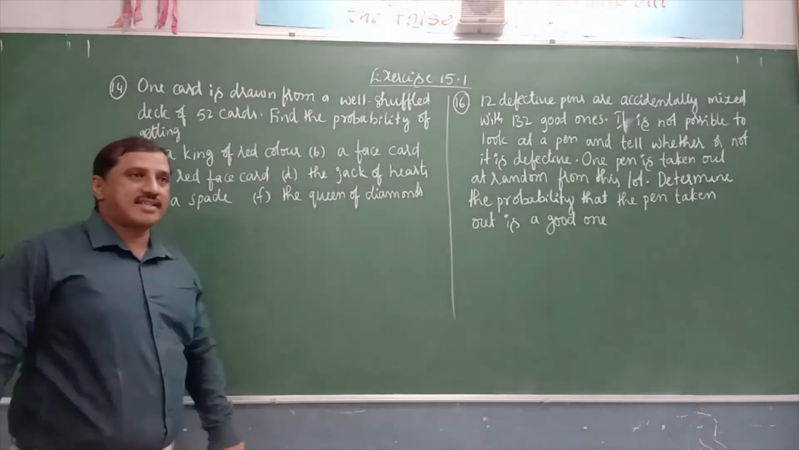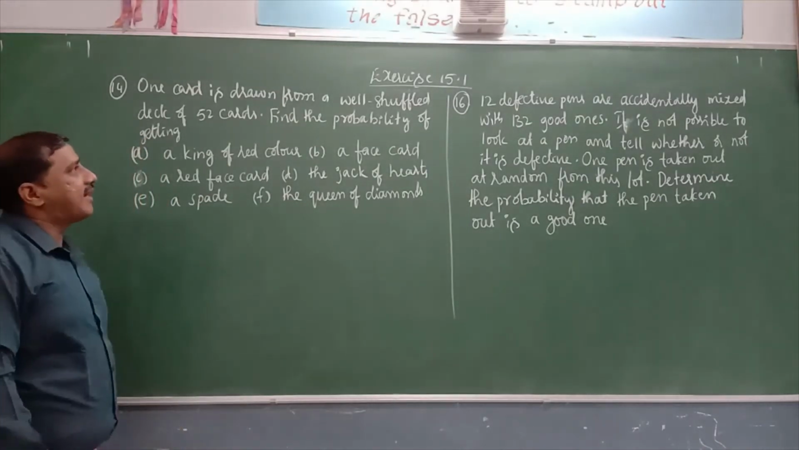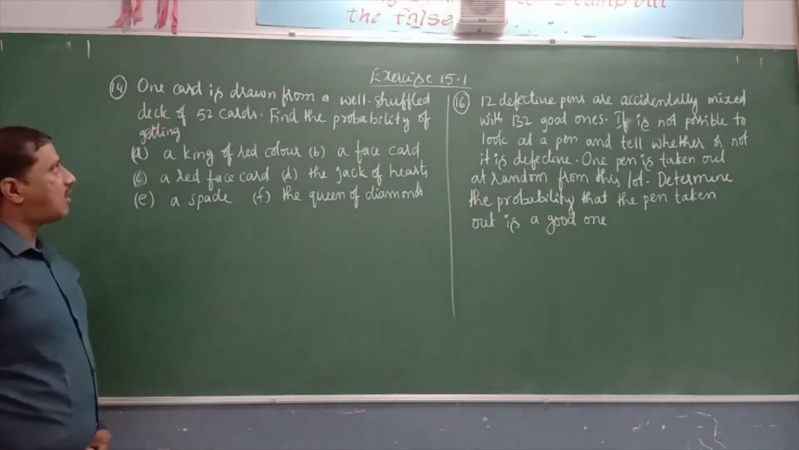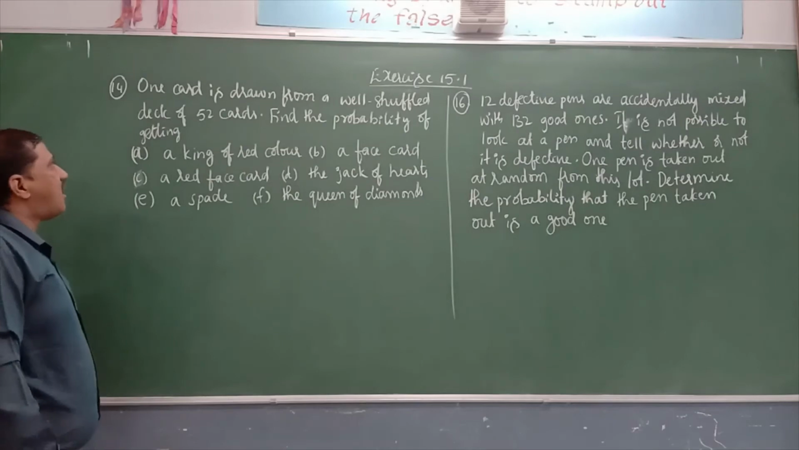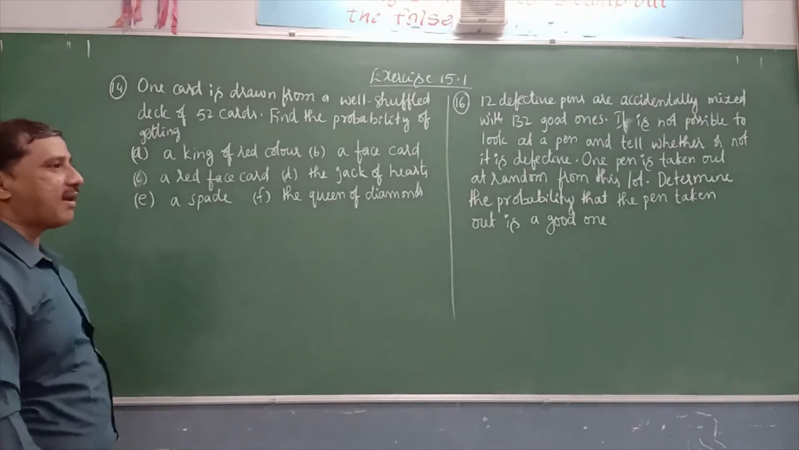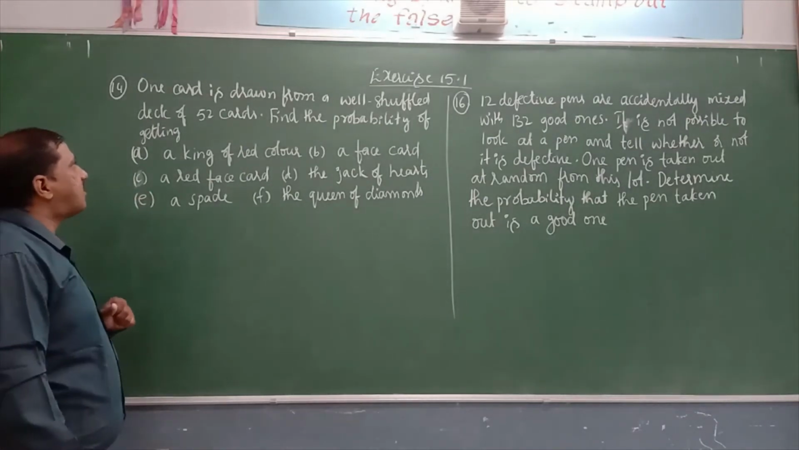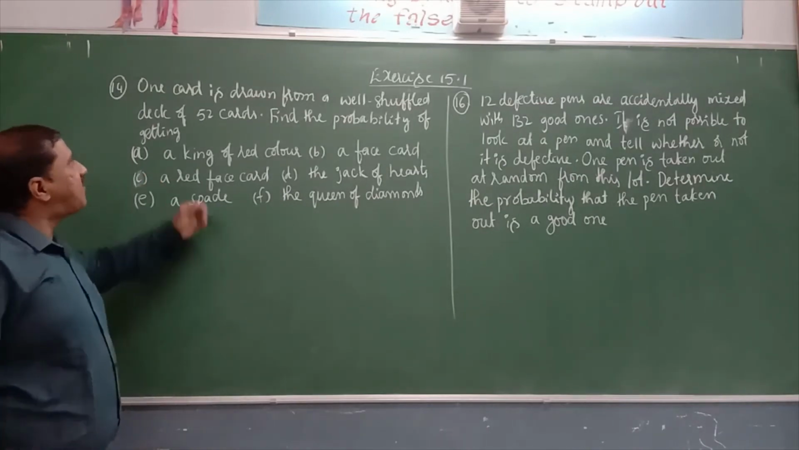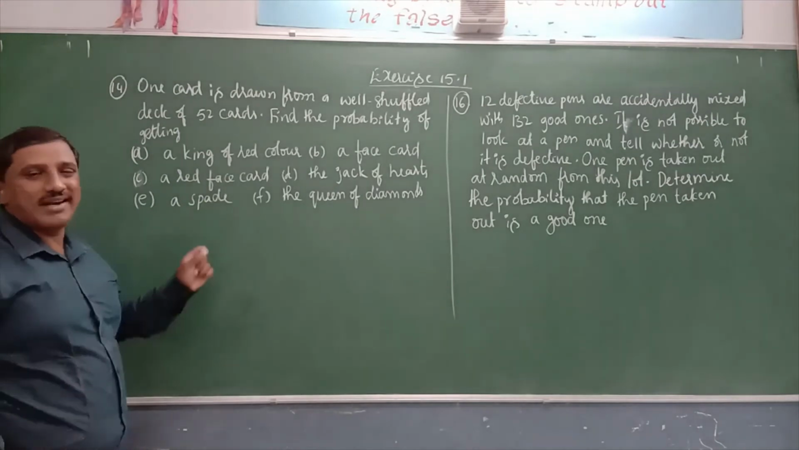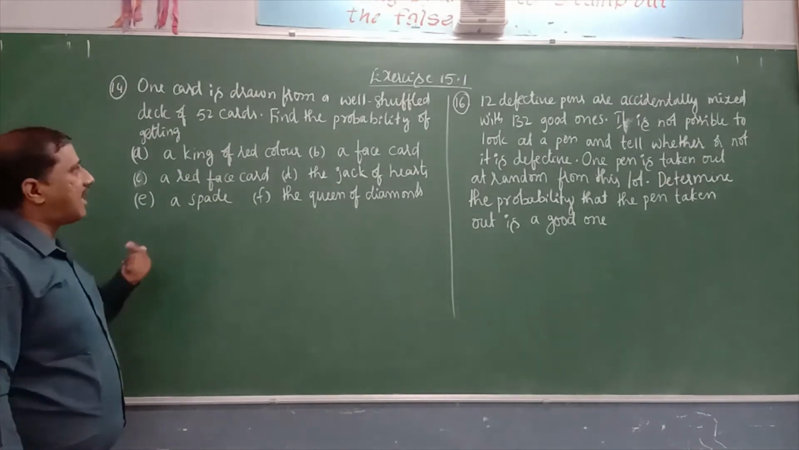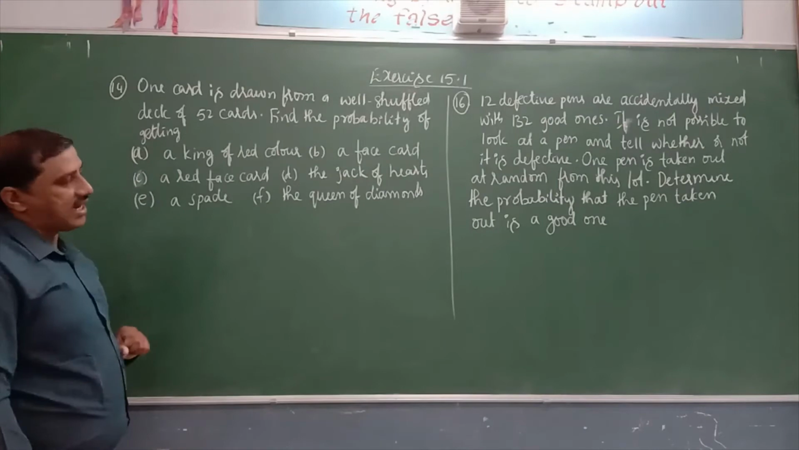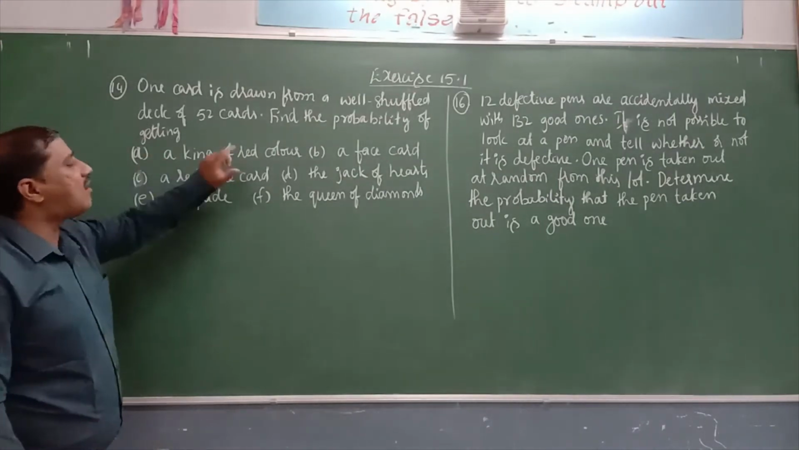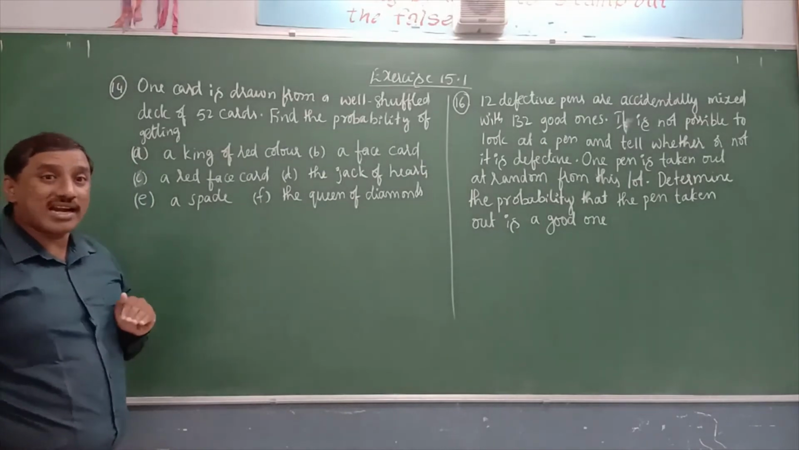Now we will discuss the 14th problem from exercise 15.1. One card is drawn from a well shuffled deck of 52 cards. As I explained, a well shuffled deck means 52 cards are there. From those 52 cards, one card is drawn, that is, one card is taken out. Find the probability of getting a king of red color.